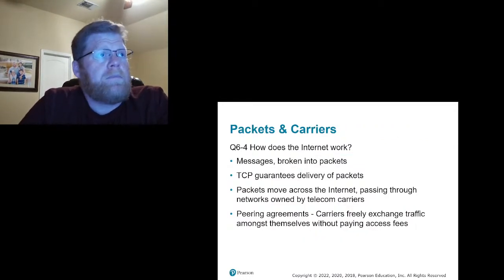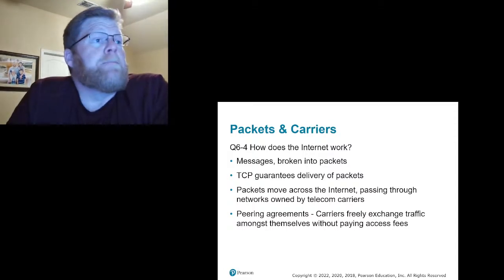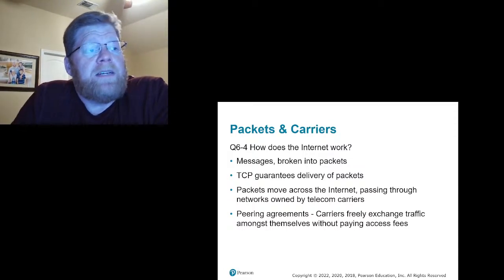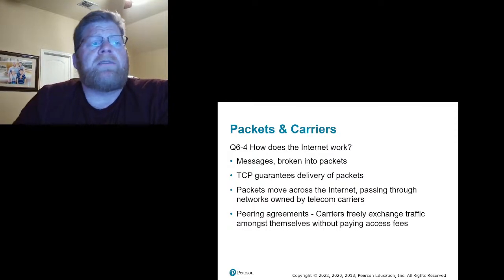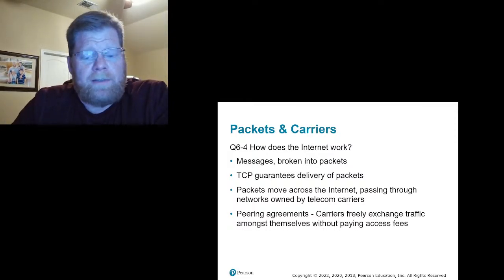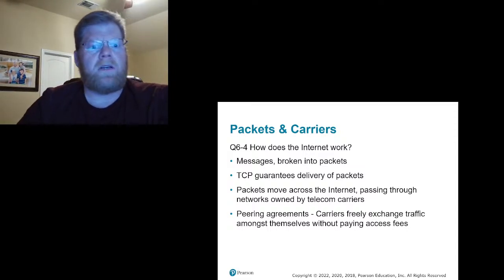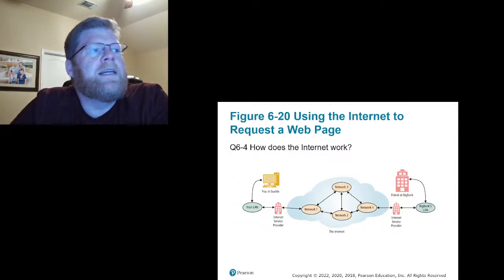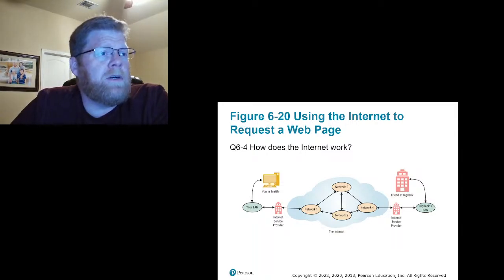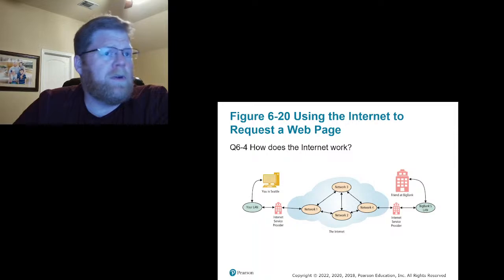Now, packets and carriers. Well, messages are broken into packets. TCP guarantees delivery of packets. Packets move across the internet. And with peer agreements, carriers freely exchange traffic amongst themselves without paying access fees, right? So it's the handshake amongst your routers to say, hey, this is where this goes, this is where this goes, right? So this is a picture saying, hey, you're in Seattle, your local area network, your internet service provider, and then there's 4 different networks here talking to each other saying, oh, that's where he is.